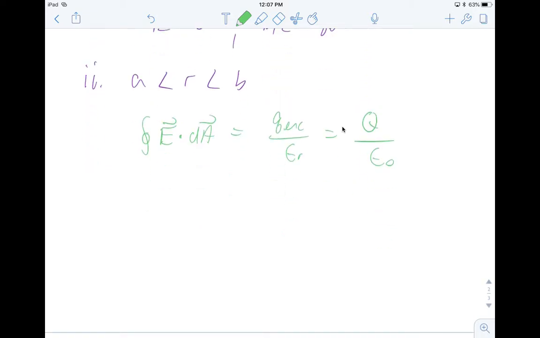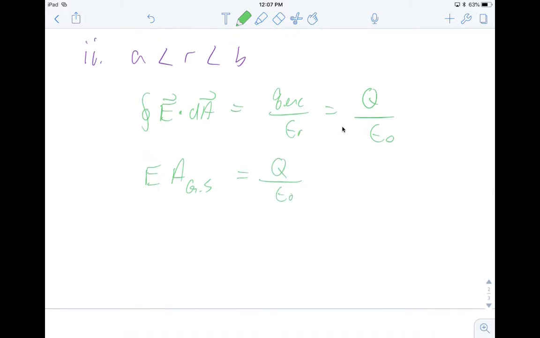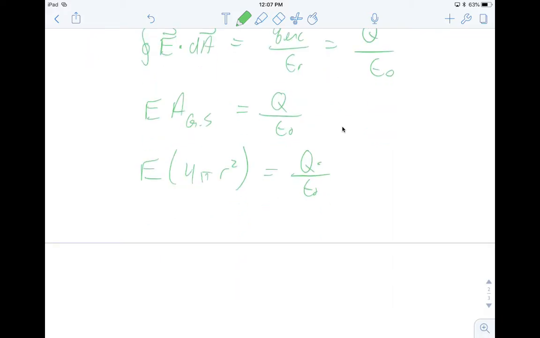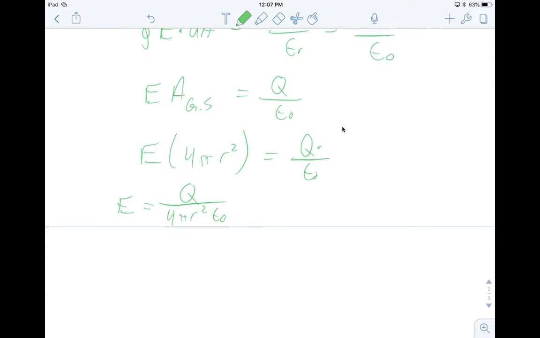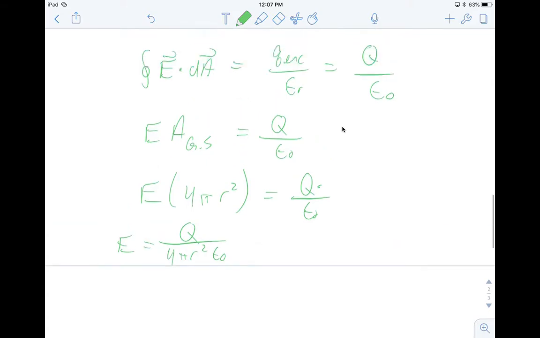The left side of the equation is going to become E times the area of the Gaussian sphere. The area of a sphere is 4 pi little r squared. So that means that E is equal to Q over 4 pi r squared epsilon naught, which is the electric field of a charged particle.